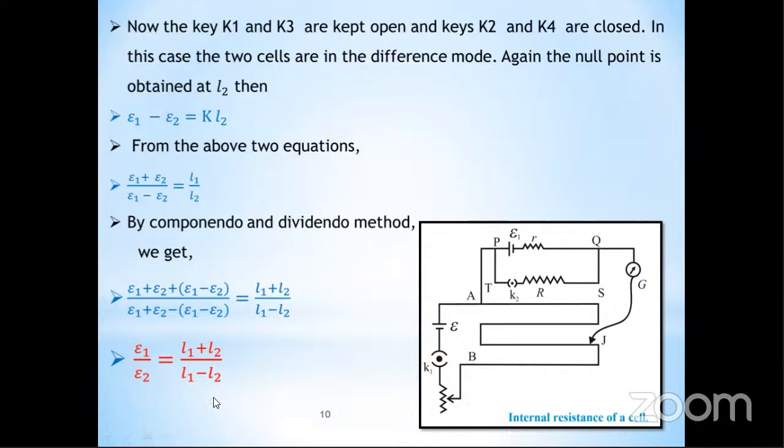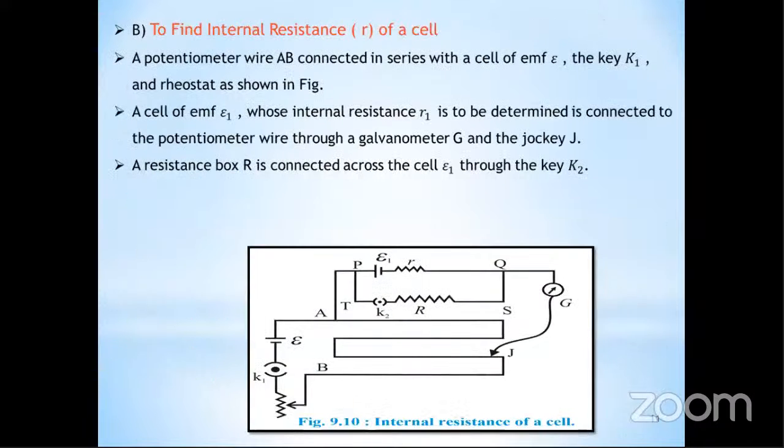In this way, this is the application of the potentiometer to find the sum and difference method. There is another method which is given in your book, that is to find the sum and difference method. Okay, now the next application, that is to find the internal resistance.